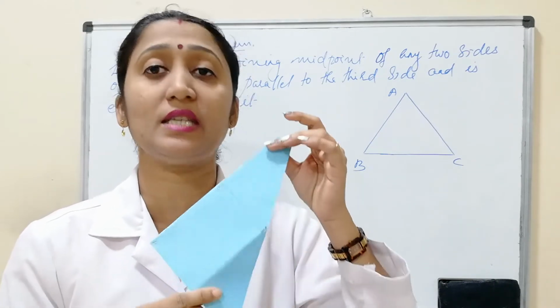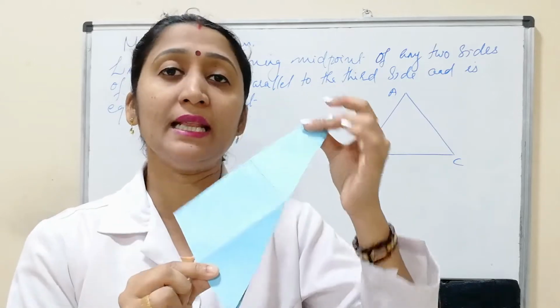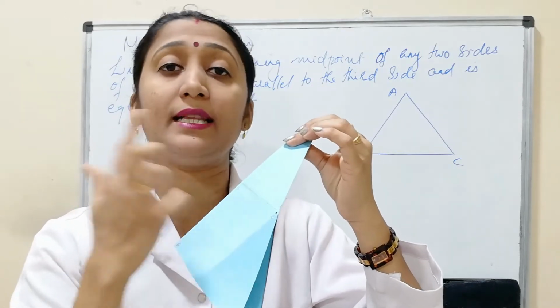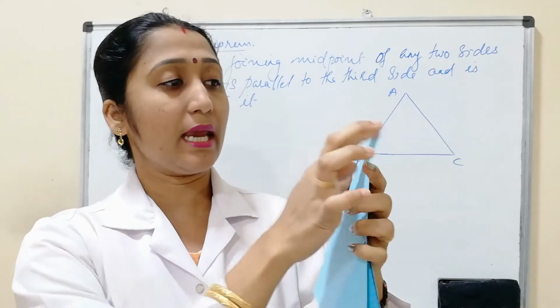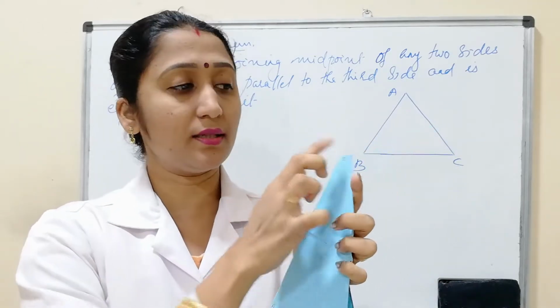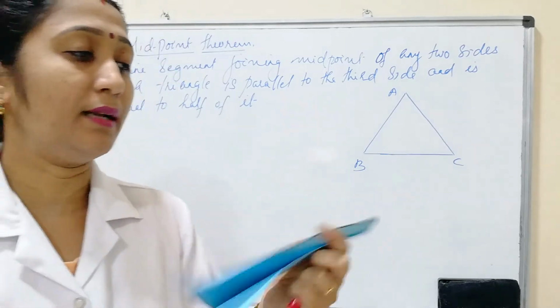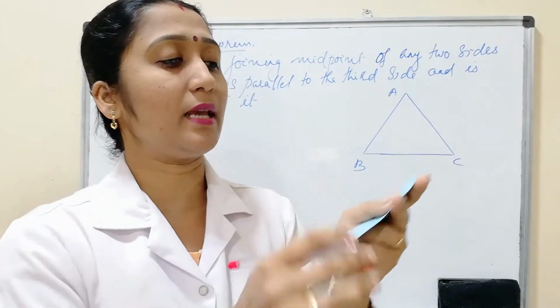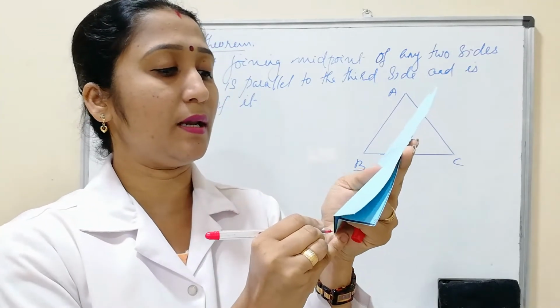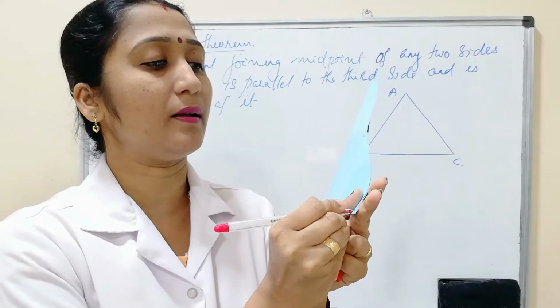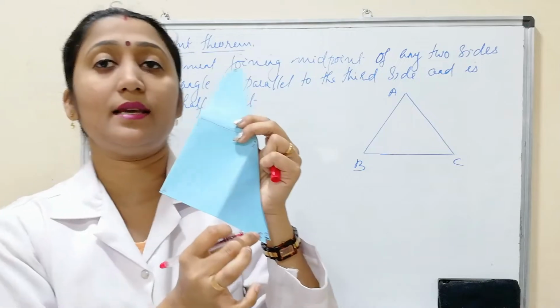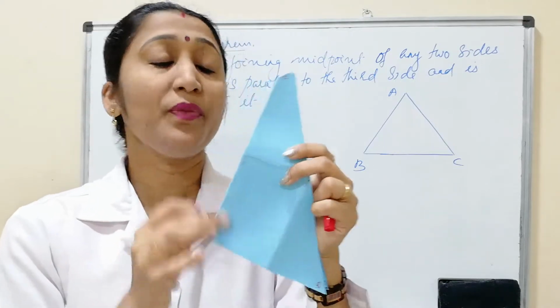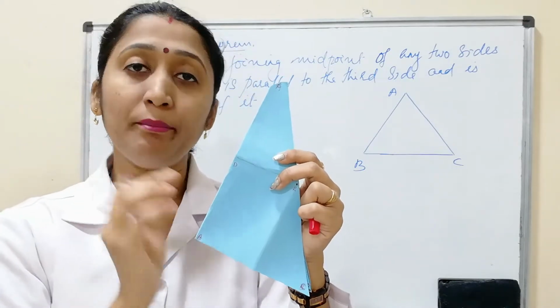So see, this is a triangle. In this triangle we want to find the midpoints. How to find it? Listen, this is A, this is B and this is C. These are A, B, C. This is a triangle. In this triangle we want to find the midpoint.